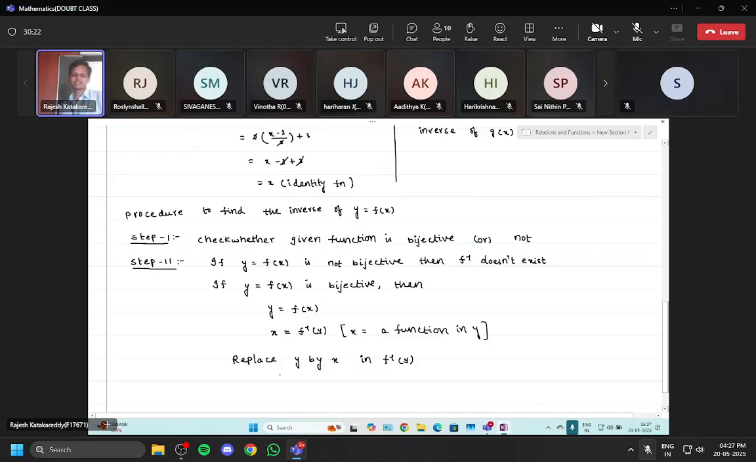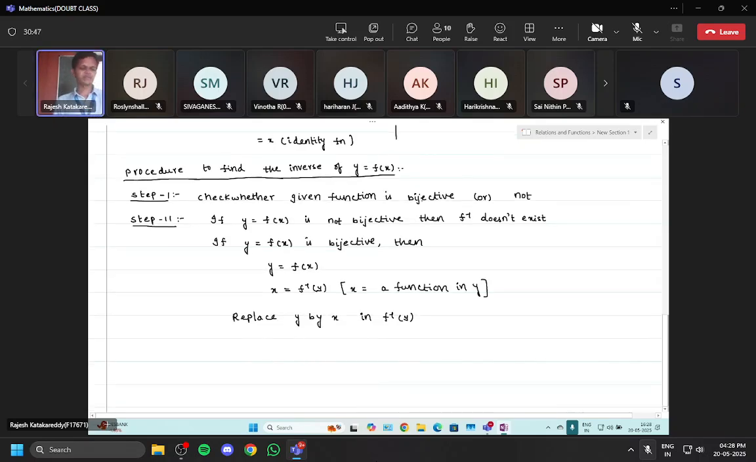Therefore the inverse will be, you will get f inverse of y here. Normally they will give you a function. If it is not bijective, there is no point in finding this. First check whether it is bijective or not. If it is bijective, in that case you proceed further. If it is not a bijective function, just write inverse does not exist, right?